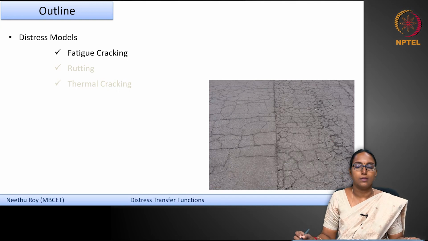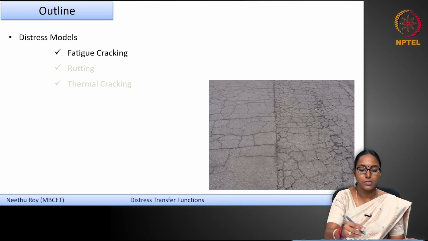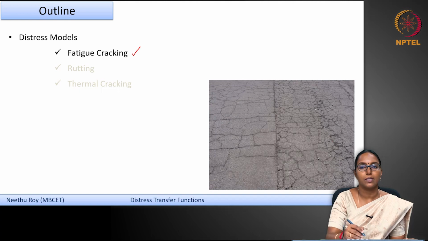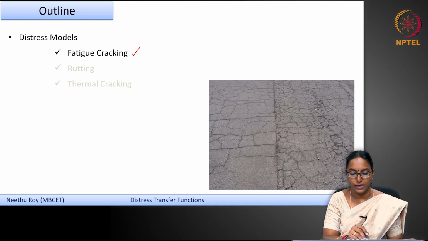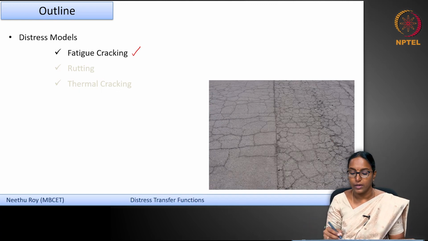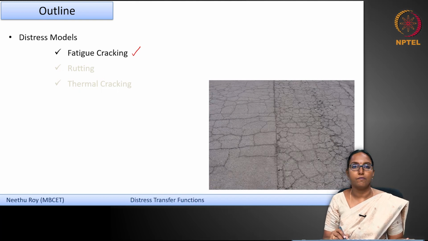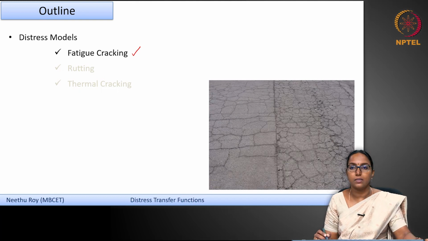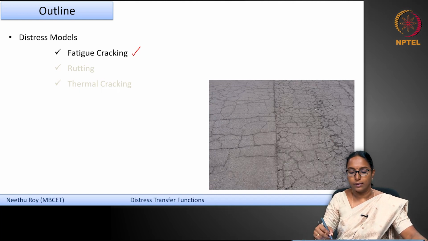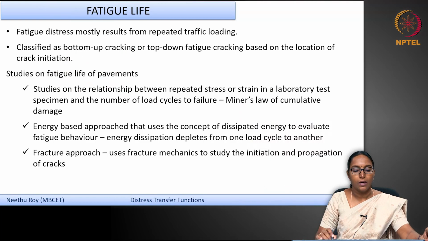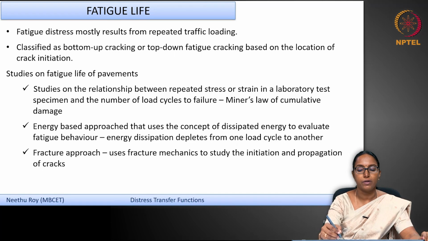So, let us see the distress models one by one. The first type of distress that is to be considered for the design is fatigue cracking. You can see a picture here with a pavement surface which shows extensive cracking in the form of blocks or alligator cracking. Now, fatigue distress or fatigue cracking happens in the pavement structure because of repeated traffic loading, or you call it fatigue loading.